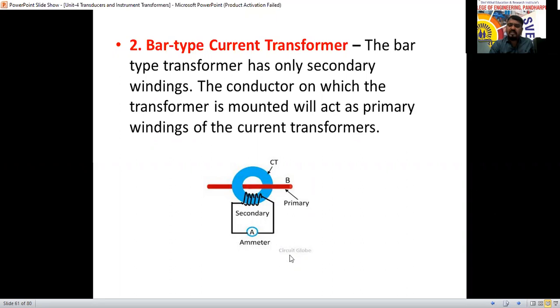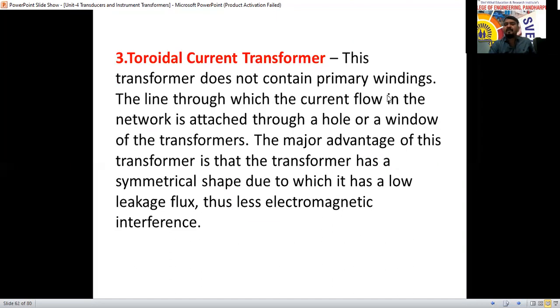The toroidal transformer is also similar to this, but it doesn't contain any primary winding. Whatever line is there, the transmission line or power line through which current flows, we attach that conductor through a hole inside the toroid. Now it acts as the primary. So this transformer does not contain a primary winding. The line through which the current flows in the network is passed through the hole or window of the transformer. That is called the primary.